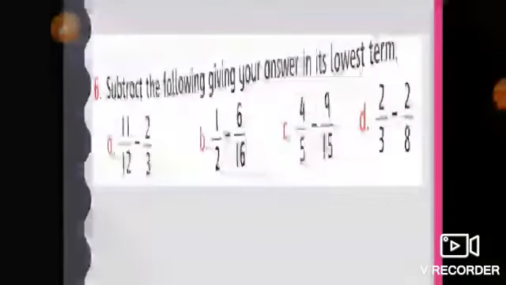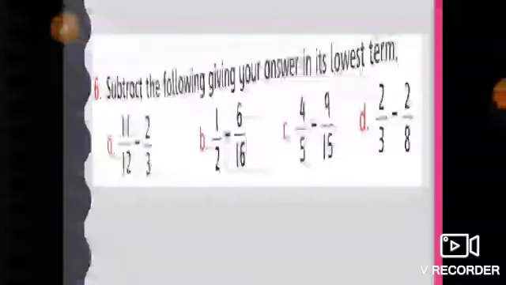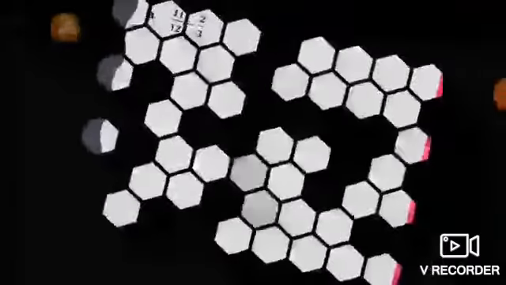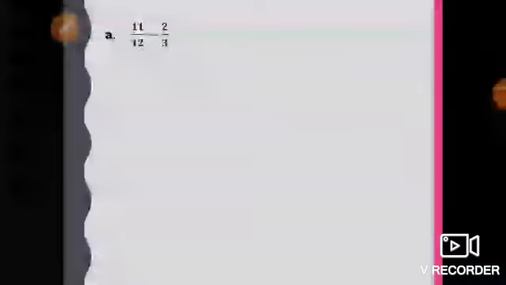Let's see, here is question number 6 in your exercise 3C. Subtract the following, giving your answer in its lowest term. These are the questions where you have to subtract the fractions, and you have to give your answer in the lowest term. So let's see how to subtract and then give the answer in the lowest term.